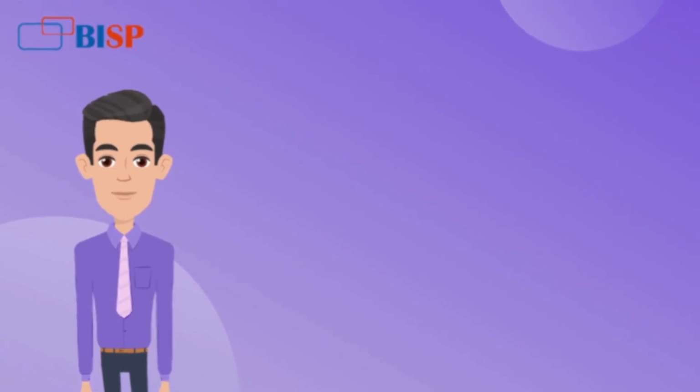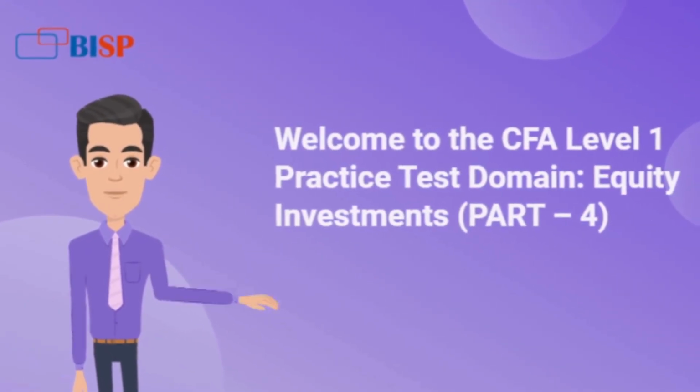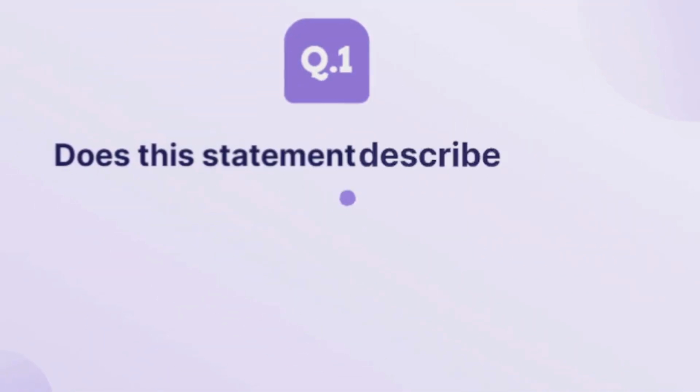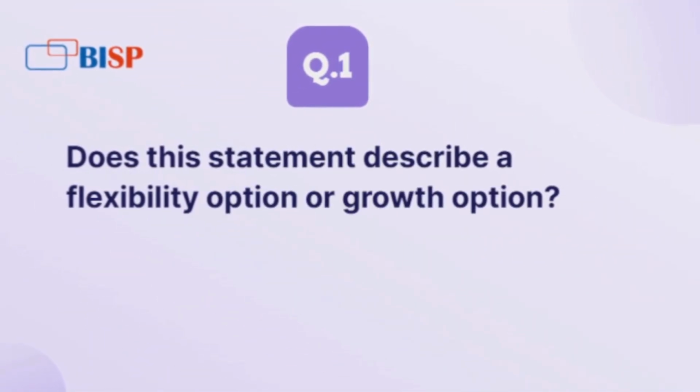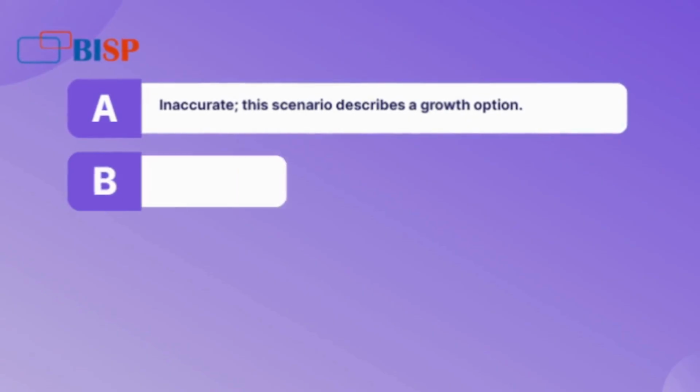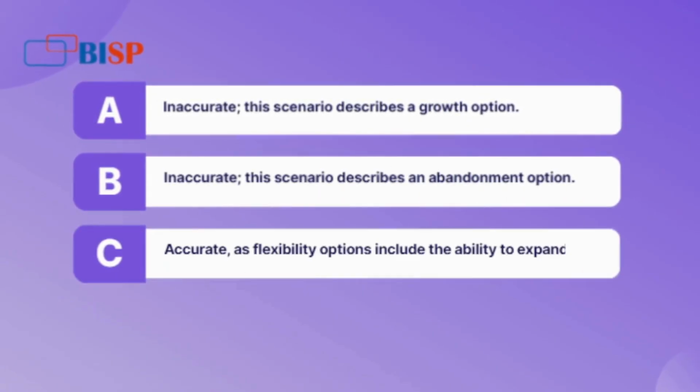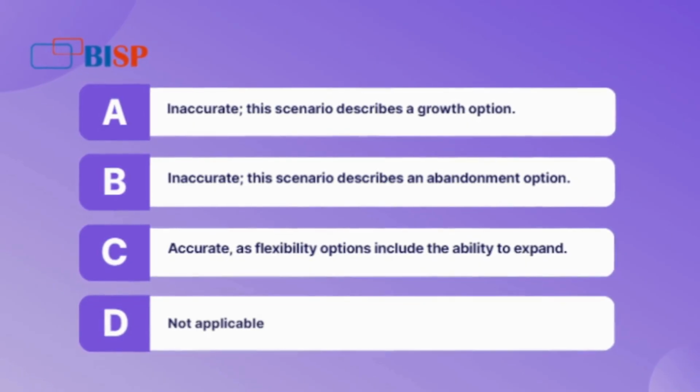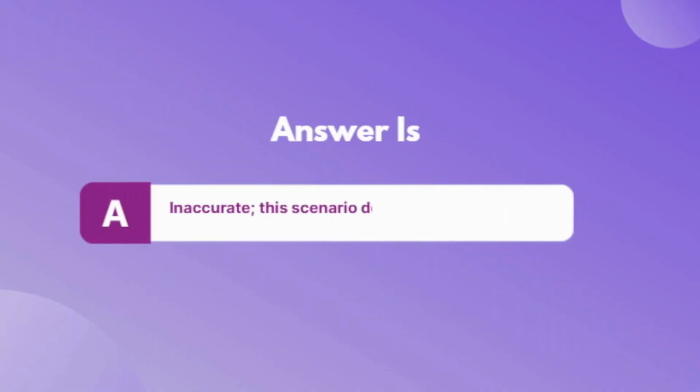Domain, Equity Investments. Part 4. Does this statement describe a flexibility option or growth option? A. Inaccurate. This scenario describes a growth option. B. Inaccurate. This scenario describes an abandonment option. C. Accurate, as flexibility options include the ability to expand. D. Not applicable. Answer is A. Inaccurate. This scenario describes a growth option.